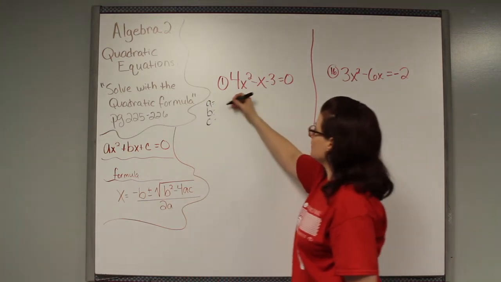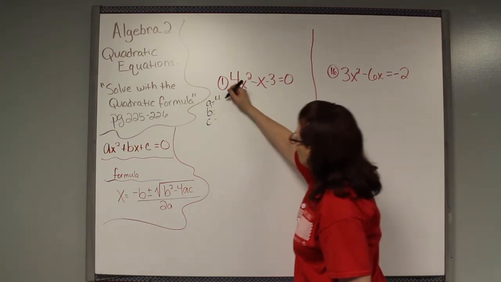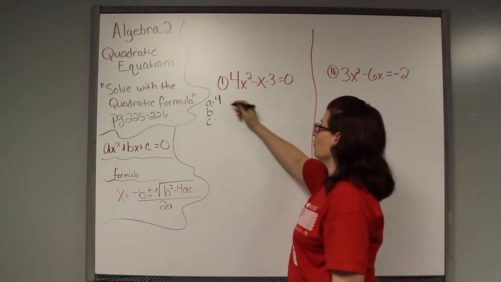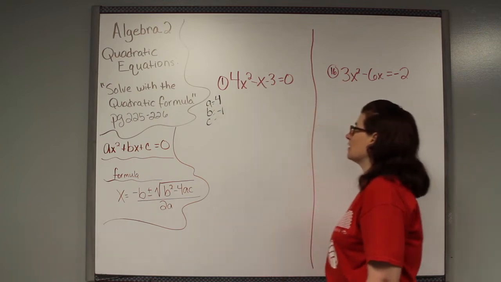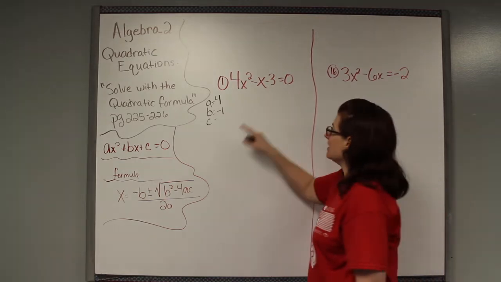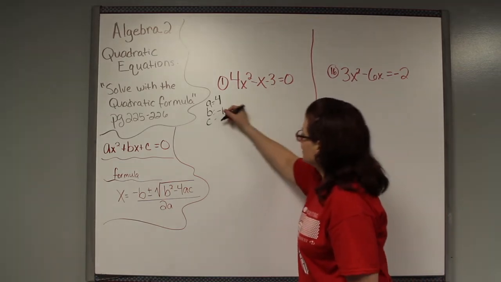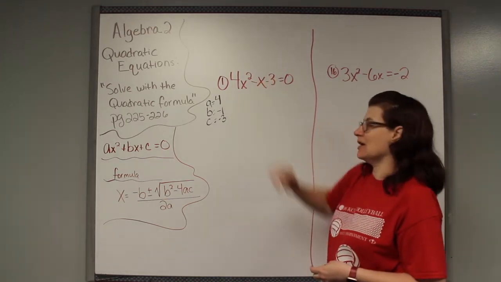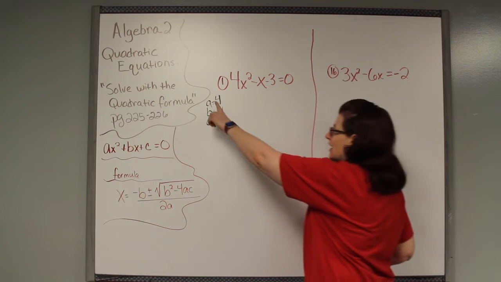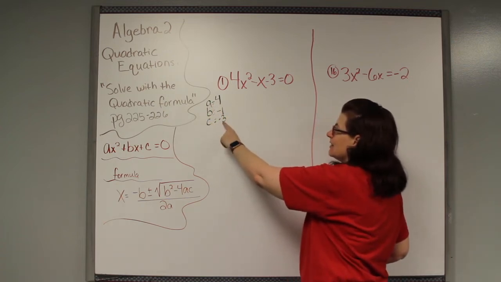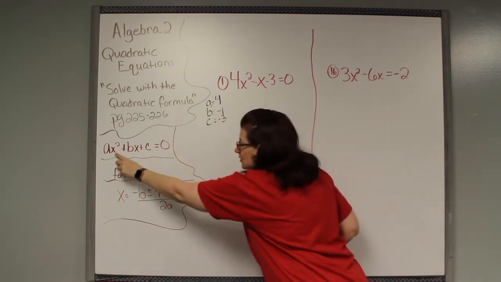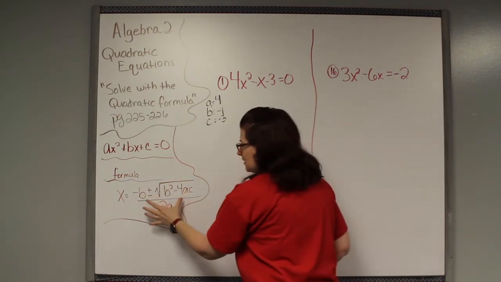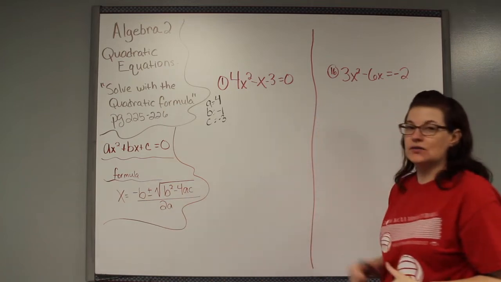What's in front of x squared is a, so that's a 4. What's in front of x is a -1. Remember, if nothing's written there, it's a 1 and the sign is negative. And then the c itself is a -3. So those are the numbers we need. Then we no longer need this problem, okay? So we just need a is 4, b is -1, and c is -3. That's why they need to be in this order, so we know what they are. Then we're going to plug them into this formula and solve it, okay?